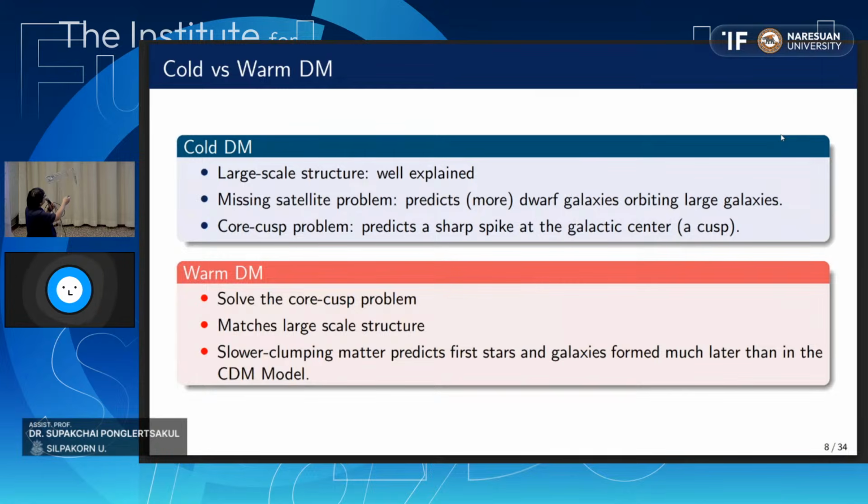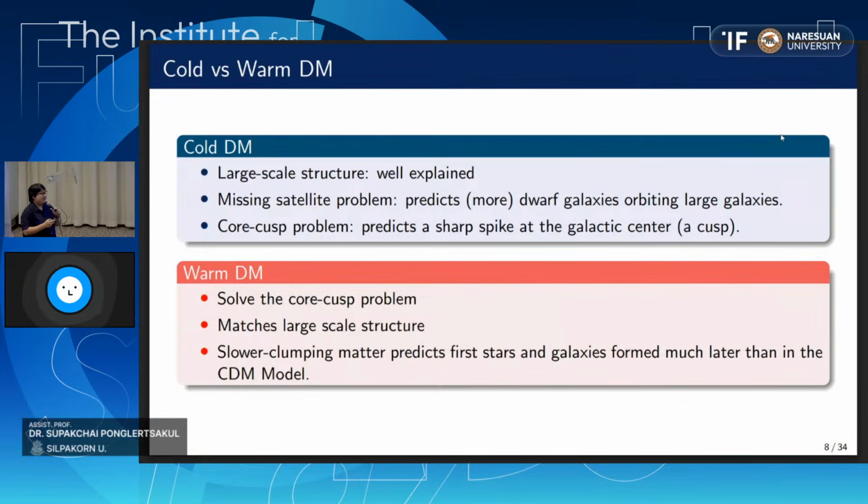For example, for the cold dark matter, there's something called the missing satellite problem, because when we model the dark matter with the cold dark matter model, it predicts that there should be more dwarf galaxies orbiting the large galaxies. So this is called the missing satellite problem. Another one is that it also predicts the cusp problem. Basically, it predicts that at the center of the galaxies, the density of the dark matter should be really, really high, because it moves very slowly, so the particles can be attracted to each other very easily and then accumulate, especially at the center of the galaxy.